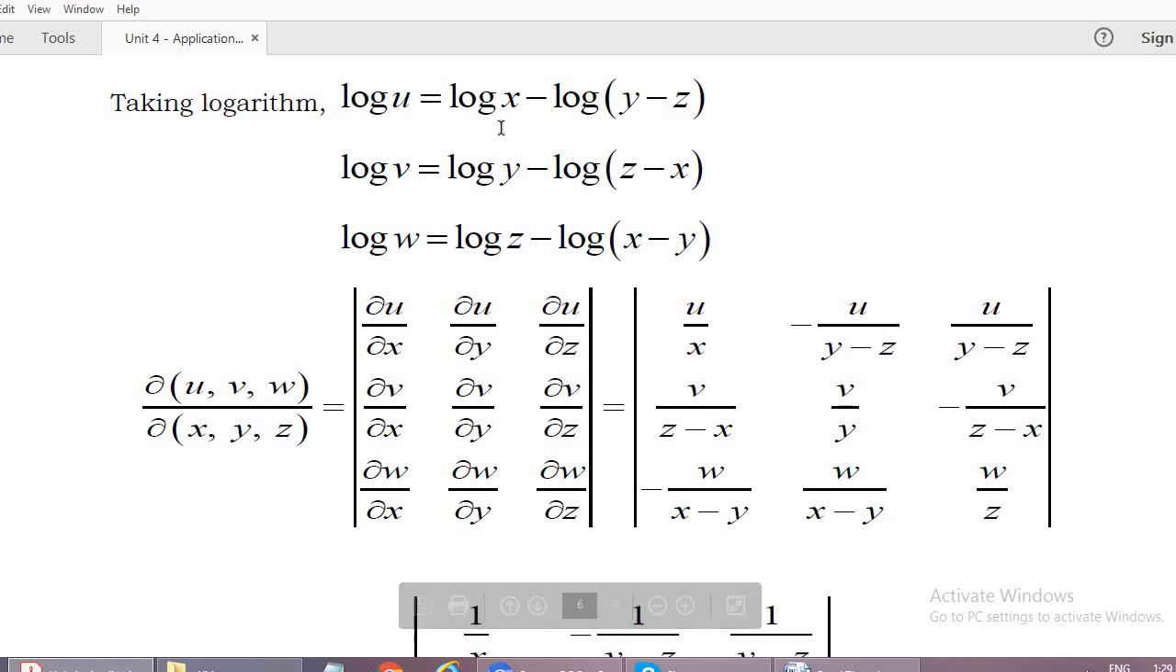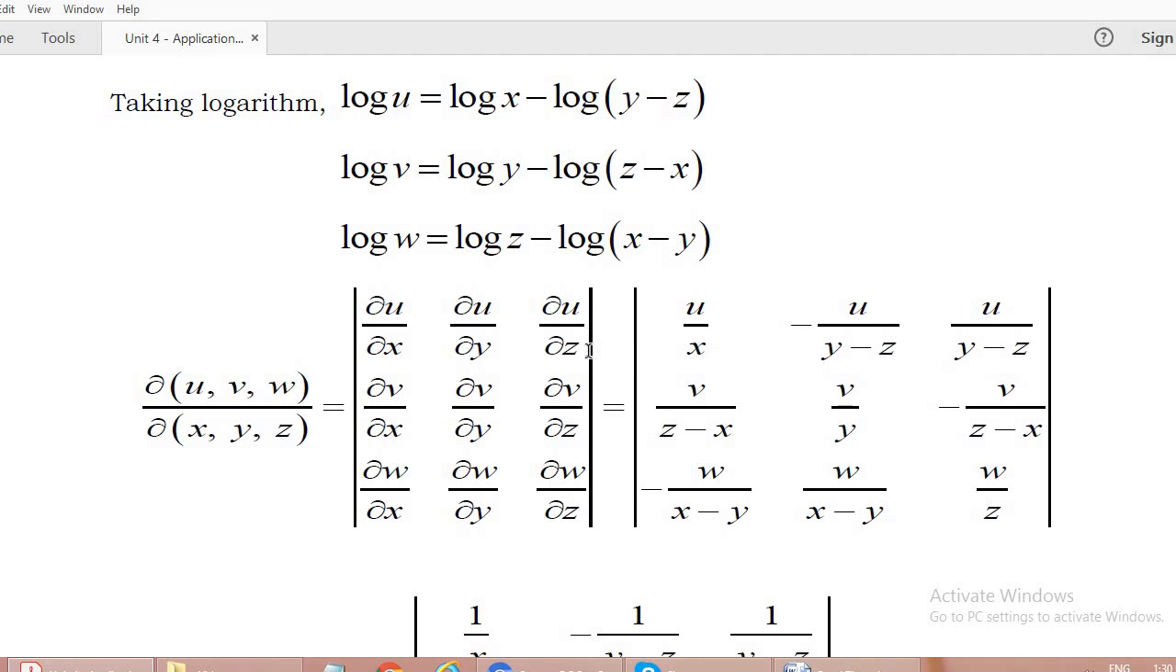For that, differentiate this equation partially with respect to x. That will be 1 upon u, du by dx is equal to 1 upon x. That means du by dx equal to u upon x. Then du by dy, differentiate this partially with respect to y. 1 upon u, du by dy is equal to minus 1 upon y minus z, and therefore du by dy equal to minus u upon y minus z.